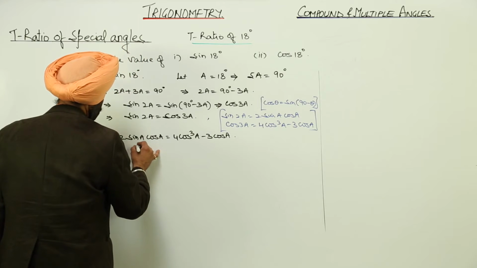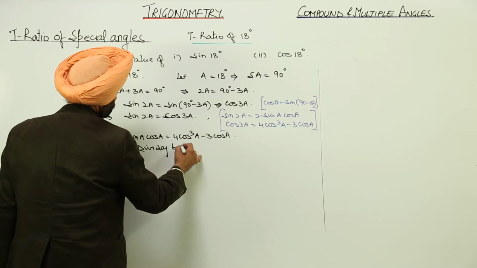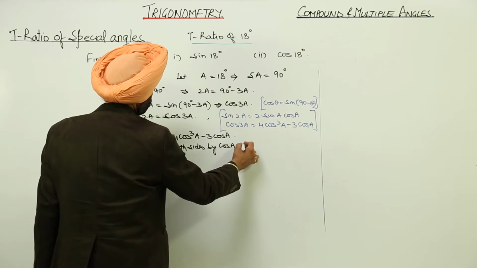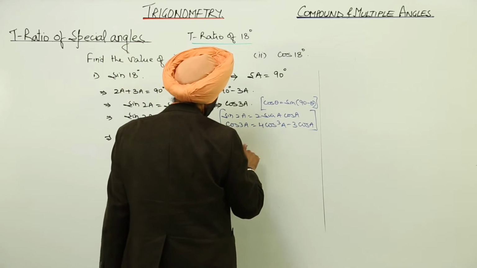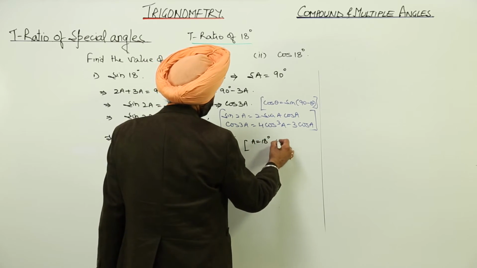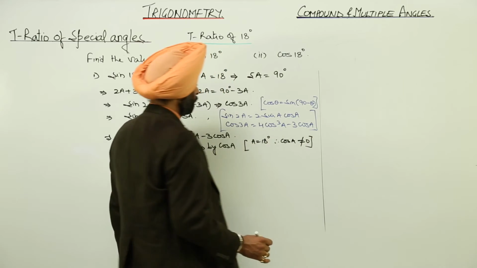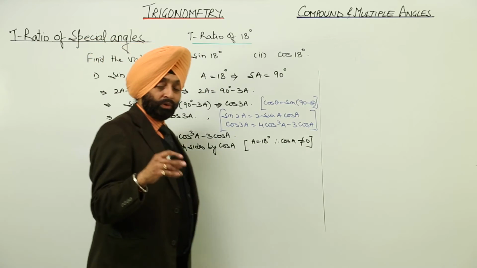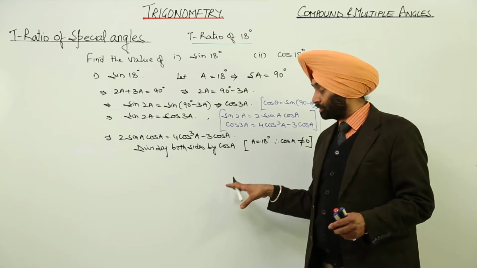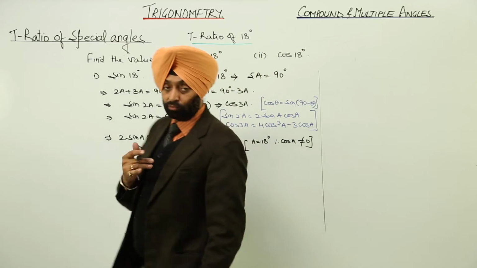Now, dividing both sides by cos A. Since A is equal to 18 degrees, therefore cos A is not equal to 0. Because if cos A were 0, then we couldn't divide by cos A. So I have just mentioned that cos A is not equal to 0; then only we can divide it. Now, after division, what are we getting?